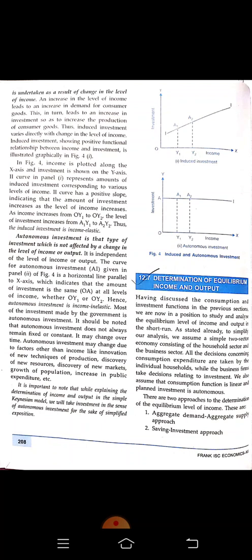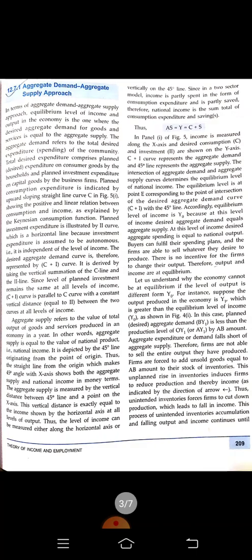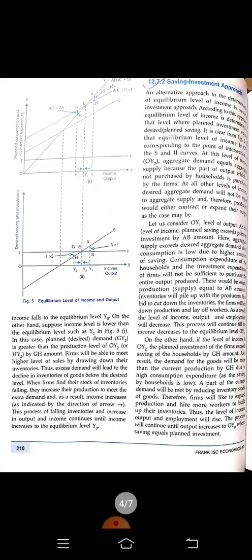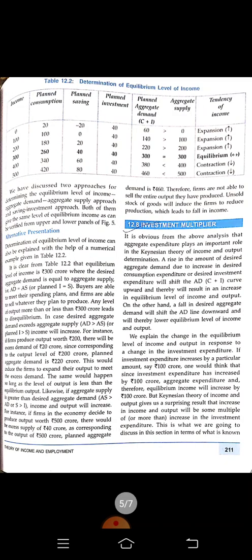Next, we have the savings and investment approach. According to this approach, the equilibrium level of income is determined at that level where planned investment equals the desired or planned savings. Next, we have the investment multiplier, where by multiplier you can understand it is just multiplying and increasing. The investment is multiplying and increasing.